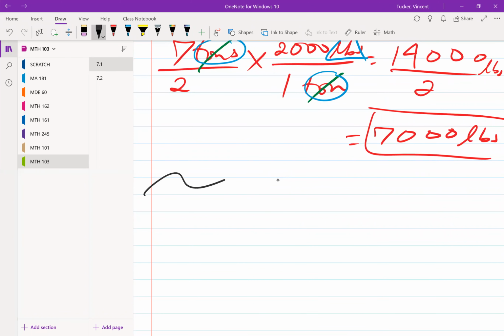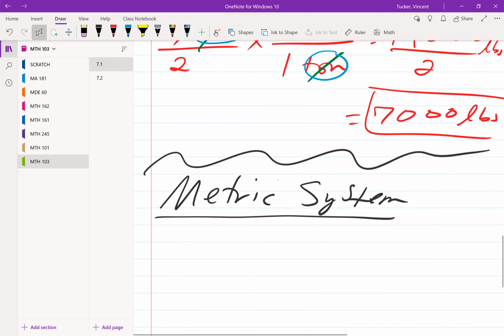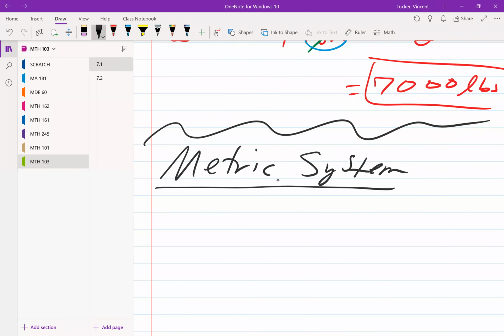All right. So let's look at the metric system, a metric measurement. All right, so these are the measurements that are used around the world.